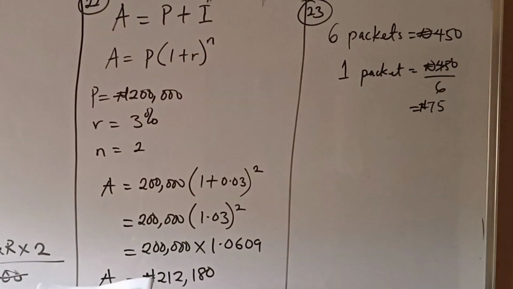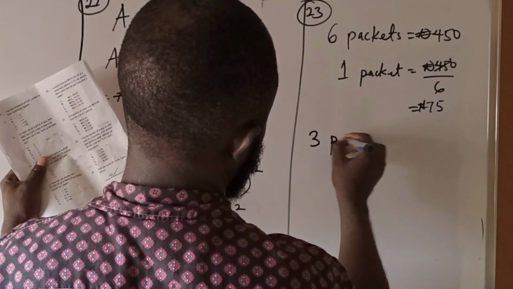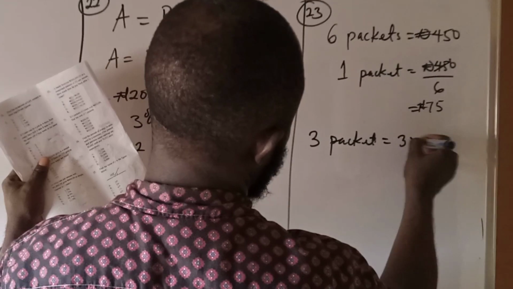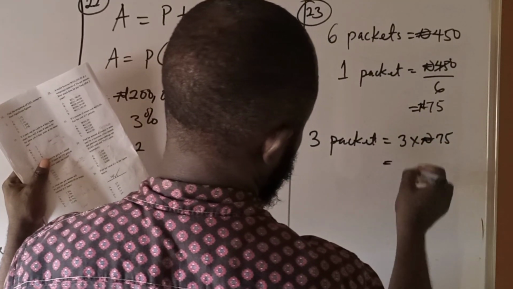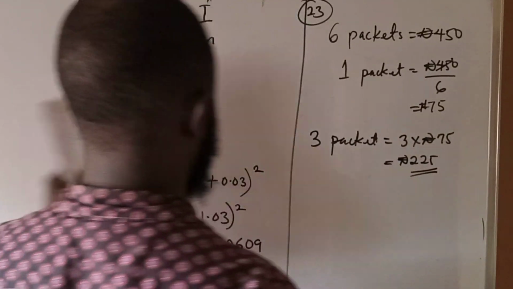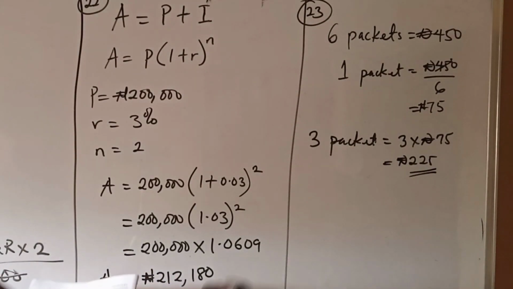So the question now says find the cost of 3 packets. So 3 packets will then be 3 multiplied by 75 naira. That is 225 naira. 200 and 25, and that's option C.